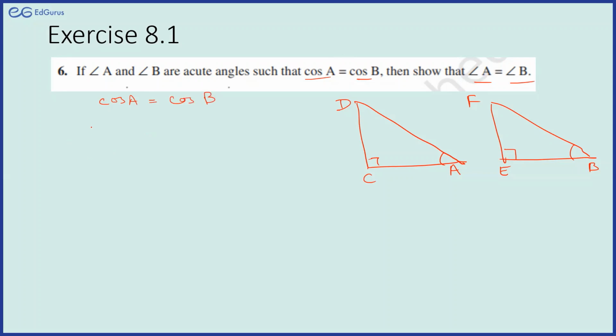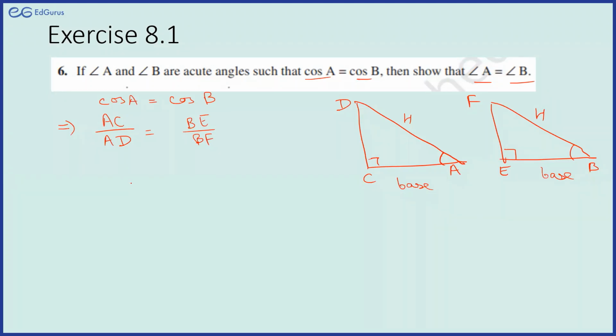cos A equal to cos B is given to us, right? तो इसका मतलब क्या हुआ? Let's identify first of all. This is my hypotenuse. This is angle A. What is the base with respect to angle A? Base is CA. This is my base. And with respect to B, in this triangle, it is BE. Right. So cos of A क्या हुआ? AC upon AD. And cos of B क्या हुआ? BE upon BF.